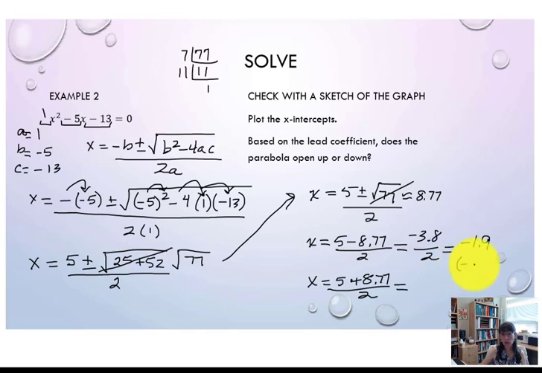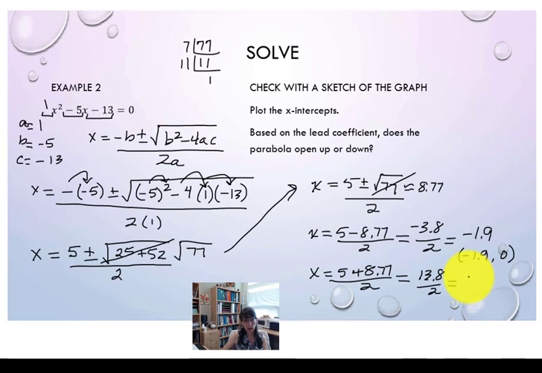So that is an ordered pair of negative 1.9 comma 0. That's an x-intercept or a 0 of the function. For the other solution, when I add 5 plus 8.77, I'm going to have 13.8 divided by 2, and that's a positive number divided by a positive number, and that leaves 6.9. So the ordered pair, 6.9 comma 0, is the 0 of the function or the x-intercept.